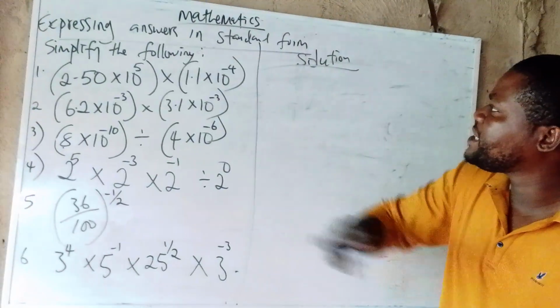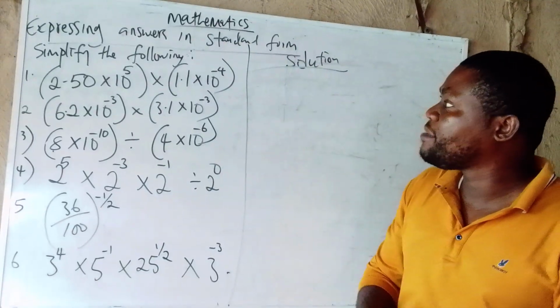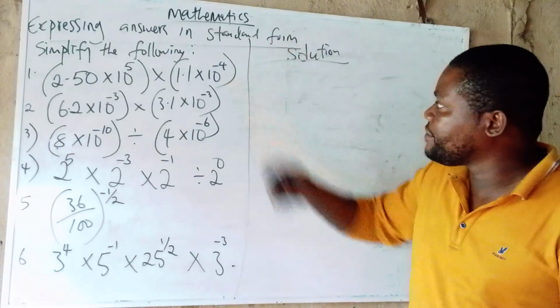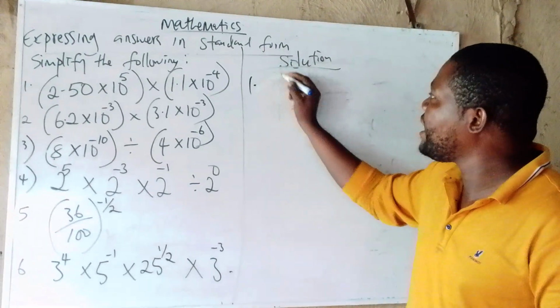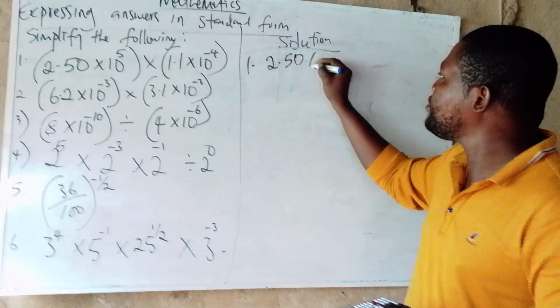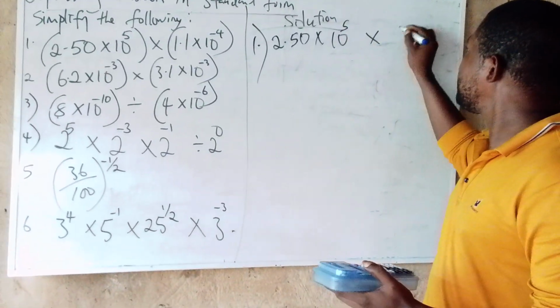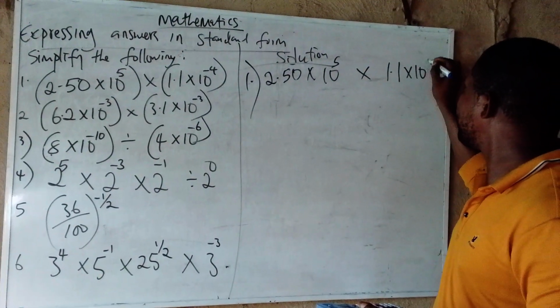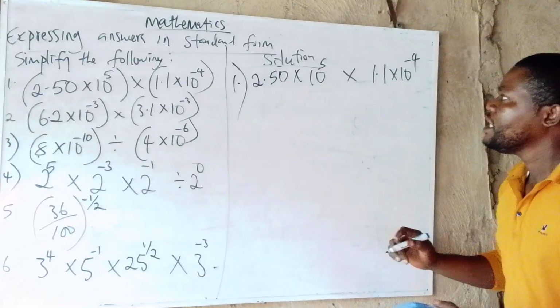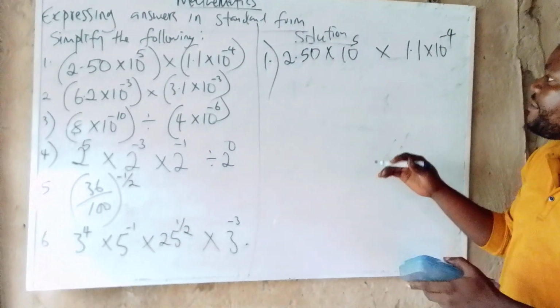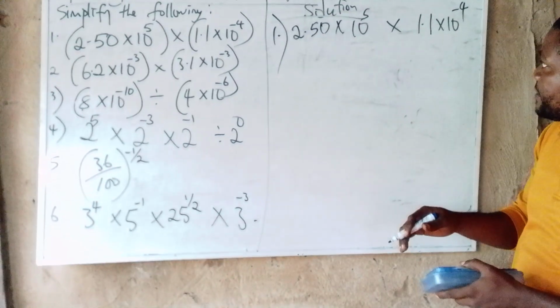Now, let's see how we can express our answer in standard form. Sometimes you can be asked to solve a question, and after solving, you can be asked to leave your answer in standard form. Quickly, this first one, I have 2.50 times 10 raised to the power of 5 times 1.1 times 10 to the power of minus 4. Now, in indices, if I'm multiplying, I add the powers. If I am dividing, I subtract the powers.